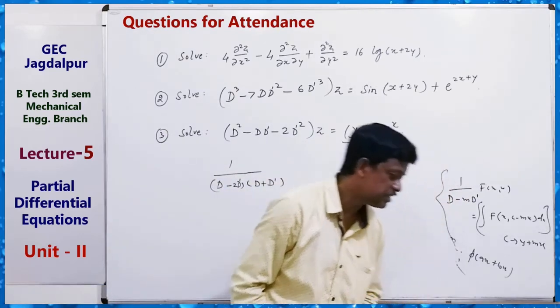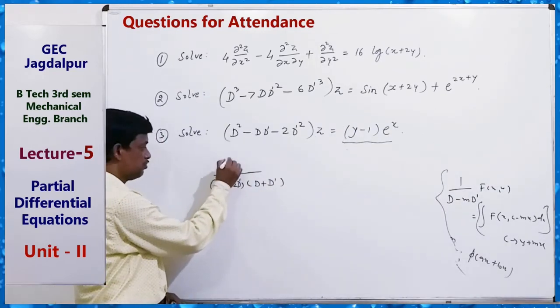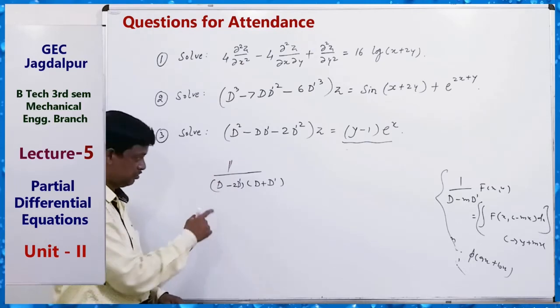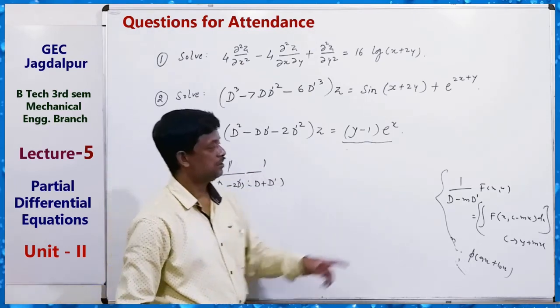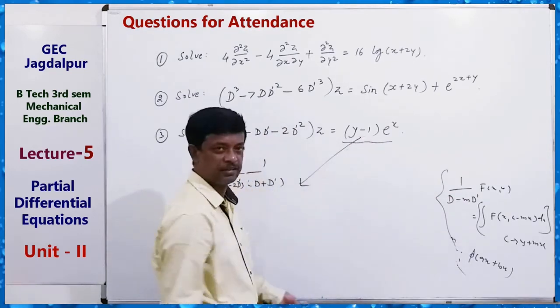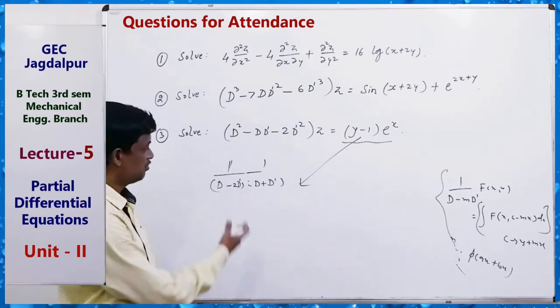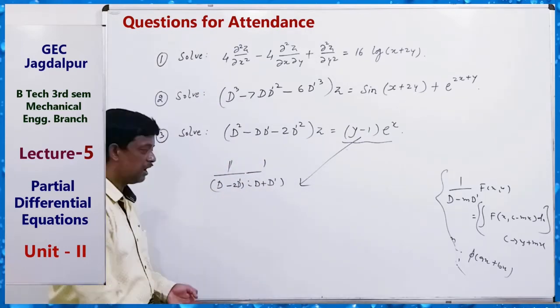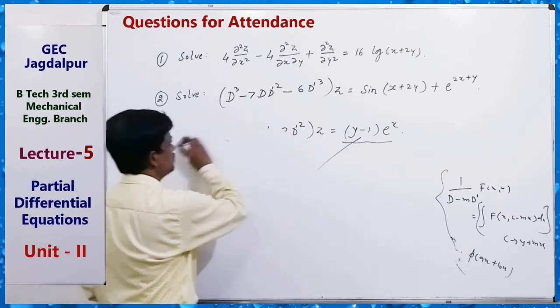Clear? D plus D' and D minus 2D'. So one by one, one time for this factor, one time for this factor, you have to apply this formula for f(x,y). Clear? By the general method, you can find PI. So CF plus PI will be the solution.